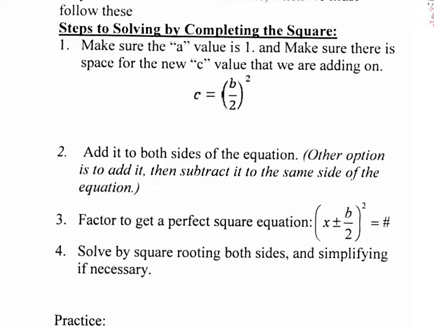And also you want to make space for your new c value. And where does that new c value come from? From taking b and dividing it by 2 and squaring it. And of course, you need to add it to both sides of the equation or else it will be off balance. Yeah, you have to add it to both sides of the equation. And then step 3 is to factor it, getting a binomial squared. That way you could square root, and solve your equation.